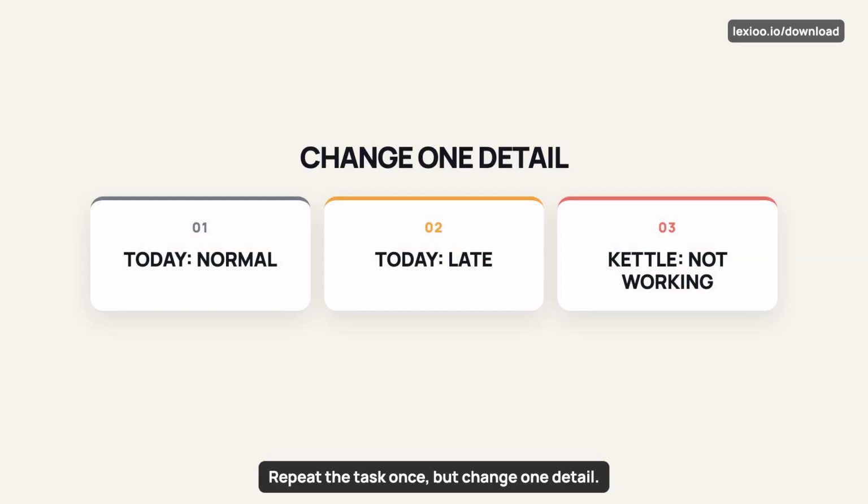Repeat the task once, but change one detail. Maybe today you are late. Maybe the kettle does not work. The first pass helps you find the language. The changed second pass makes you retrieve and adapt instead of reciting.